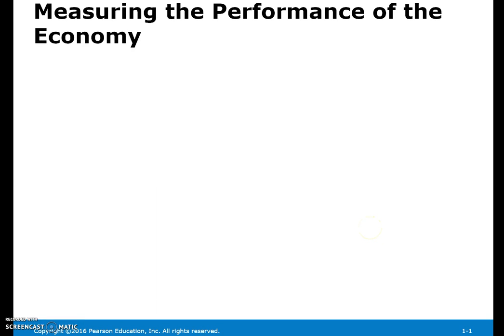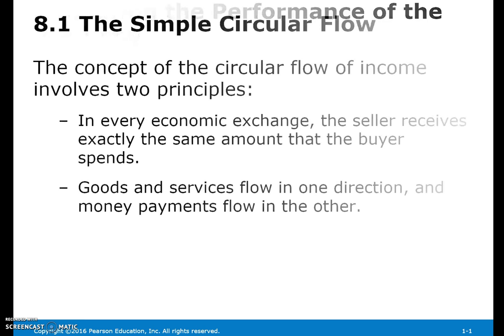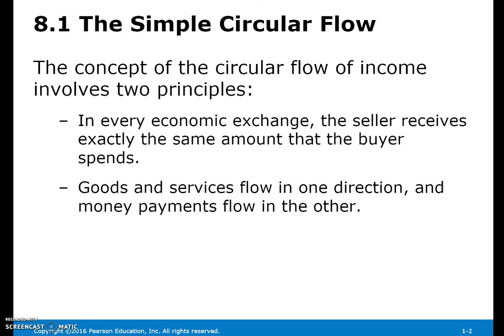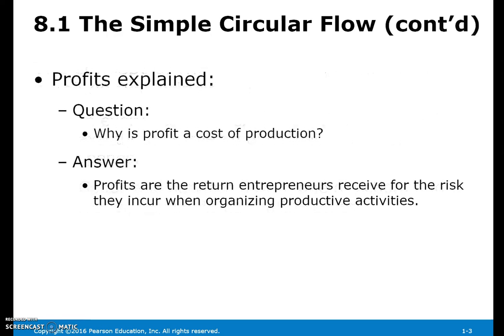Today we'll be talking about measuring the performance of the economy and how GDP is calculated. So first we want to get this idea down of the circular flow, which is pretty much that income, or the flow of income, involves two principles. That in every economic exchange, the seller receives exactly the same amount that the buyer spends. Goods and services flow in one direction and money payments flow in the other. This is kind of like a principle of market clearing.